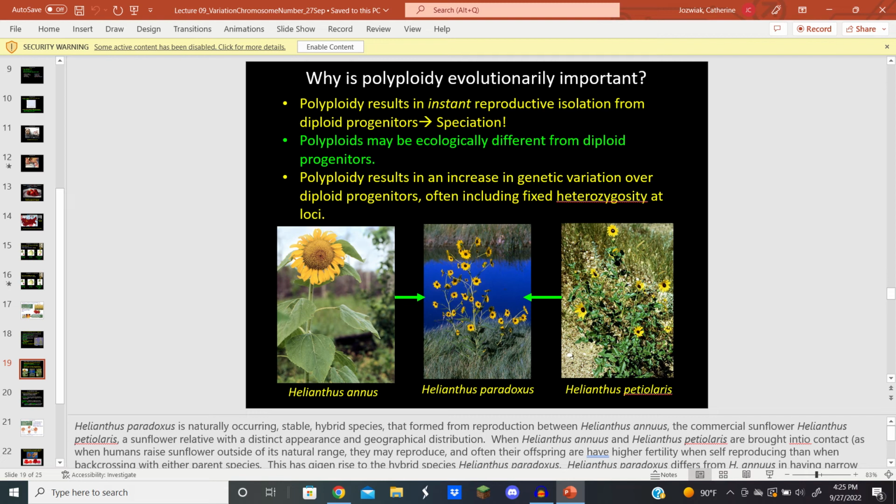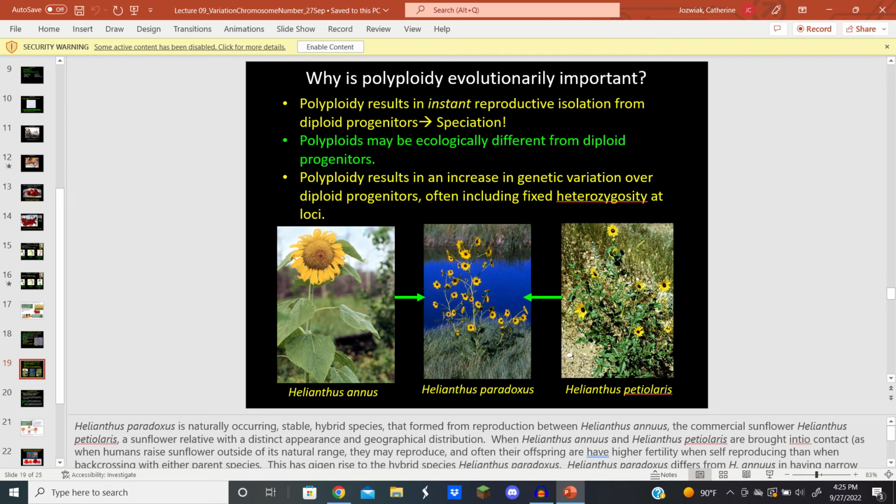So rapid, in fact, that there are many instances of us actually observing polyploid speciation in situ. We can see new species evolve, right? Which kind of goes against what most people think about evolution and speciation. Right? People think it's very gradual, it's very slow.